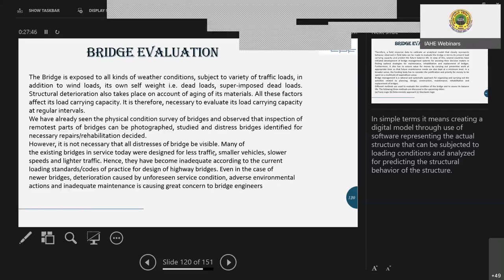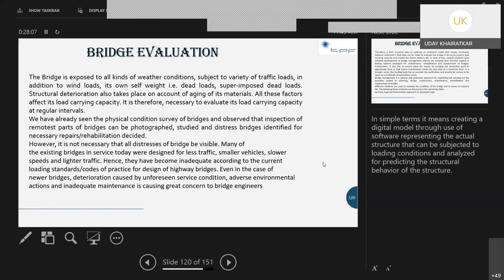Again we will come back to our presentation and the concluding part of my presentation. So having collected all the required information regarding the structure, regarding the bridge, now the next logical step will be to evaluate the bridge. What is the present status of the bridge and what is the balance life of the bridge, etc.